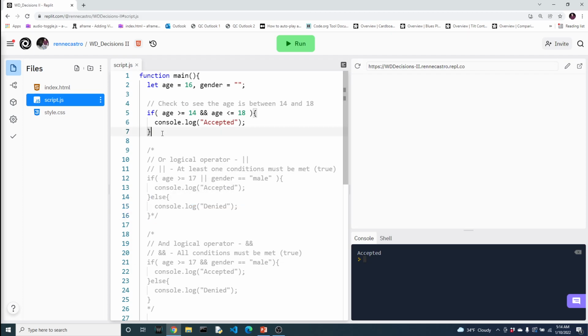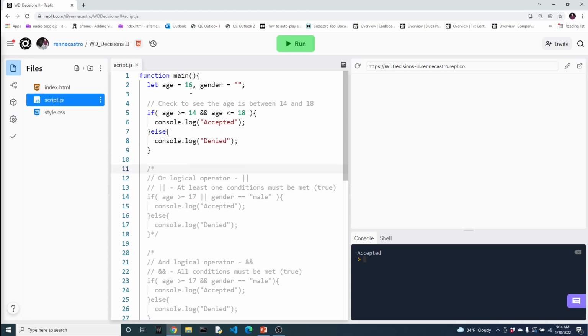and let's go ahead and write this else clause as well. Now let's switch the age around. Let's say the person is 13. So with the age being 13, the left side of this and expression turns out to be false. And if you recall, whenever you use the and logical operator, both sides need to be met. So at that point, we're going to get denied because we're not greater than or equal to 14.